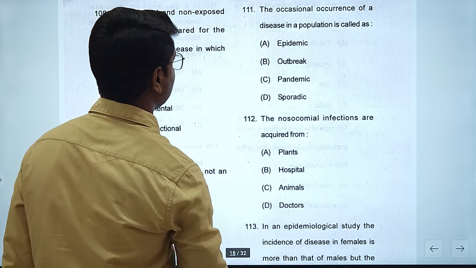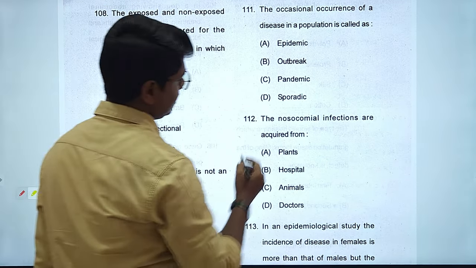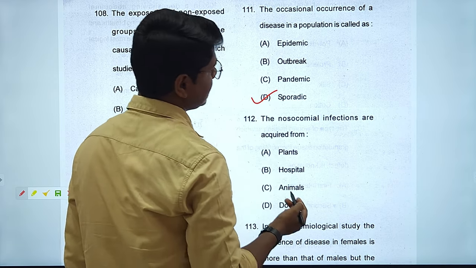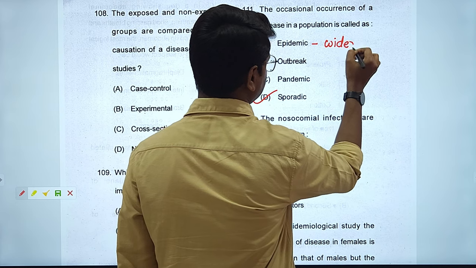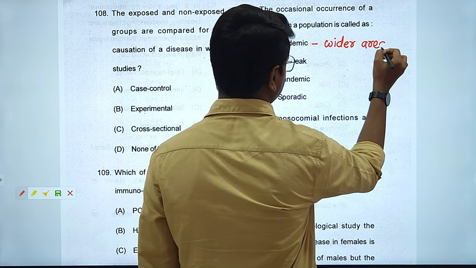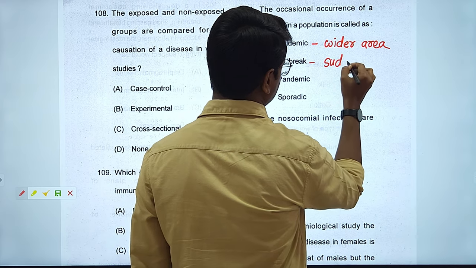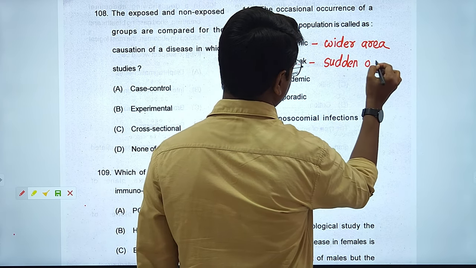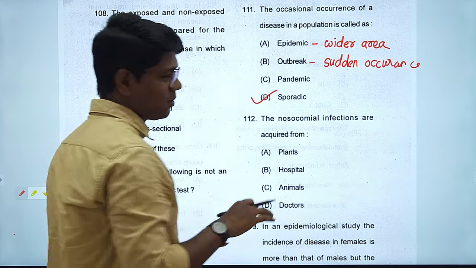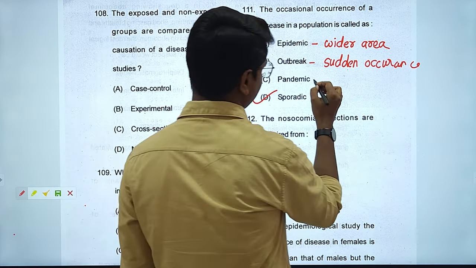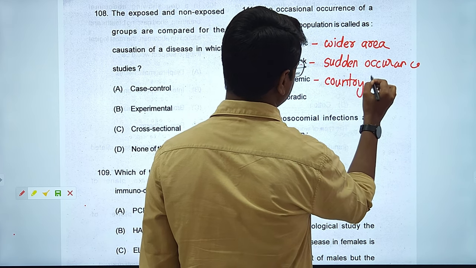Next question, 111. The occasional occurrence of a disease in a population is called, occasional means sporadic. Epidemic means a disease occurring over a wider area. Outbreak means the sudden occurrence of any disease. Pandemic is when the epidemic becomes much wider, usually involving a country or the world, like corona.